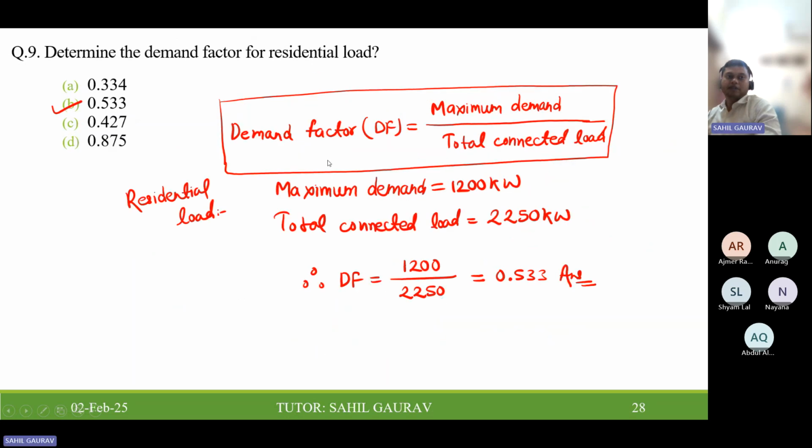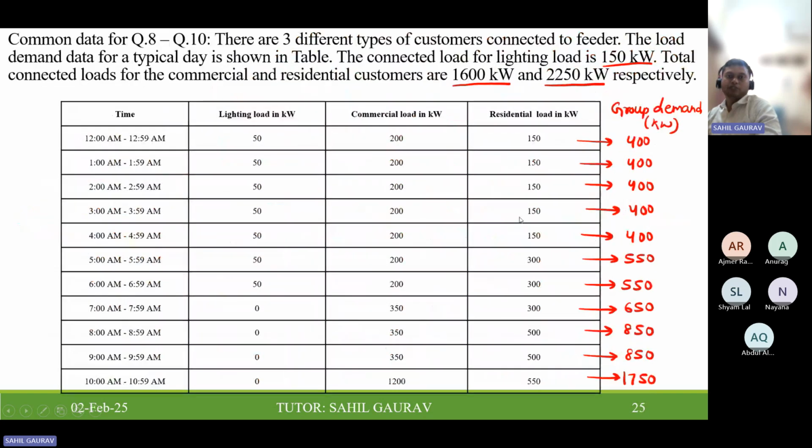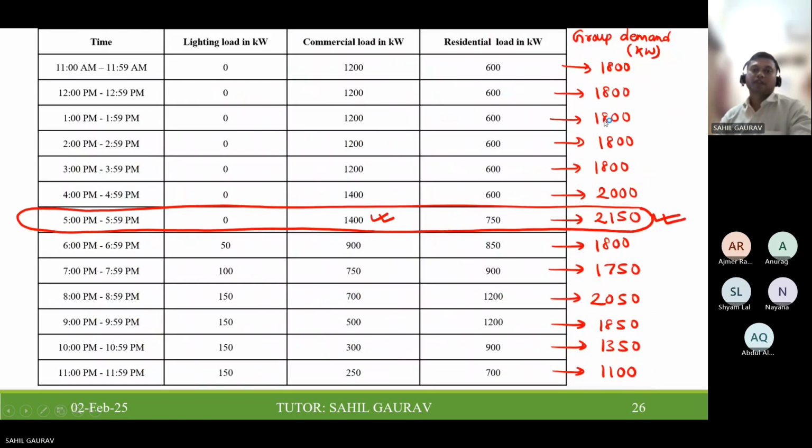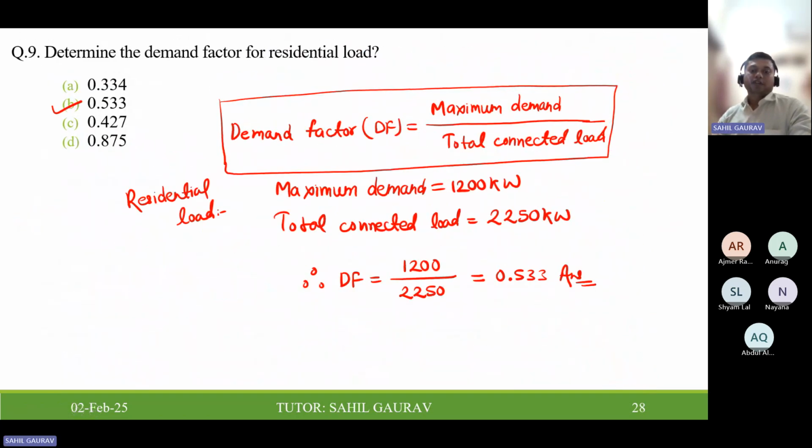And then we can find the demand factor for the residential load, the maximum demand over the total connected load. From the table, we can find the maximum demand is 1200 kilowatt. Total connected load is 2250 kilowatt. So it is provided in the question only. So you will get the demand factor.